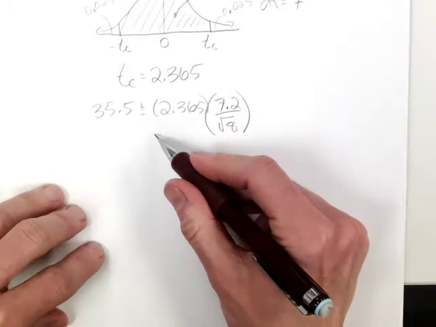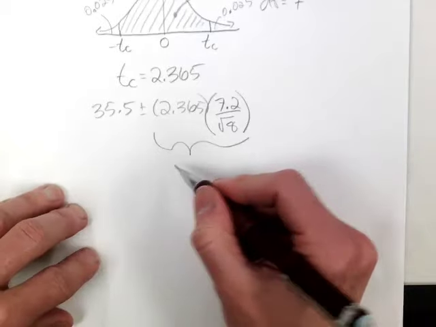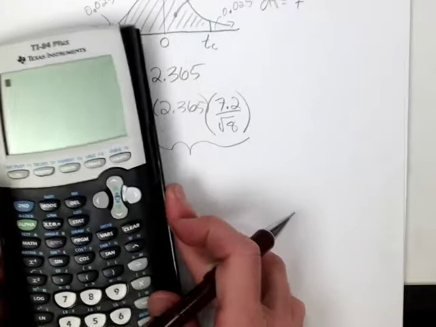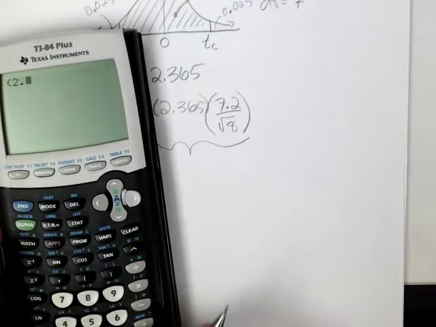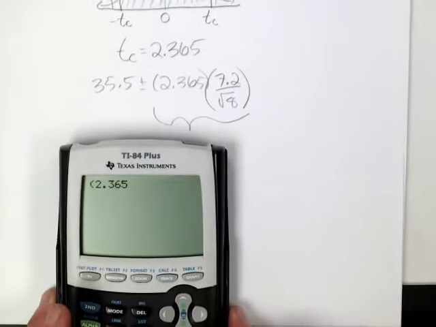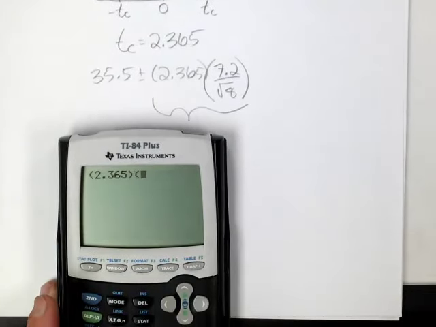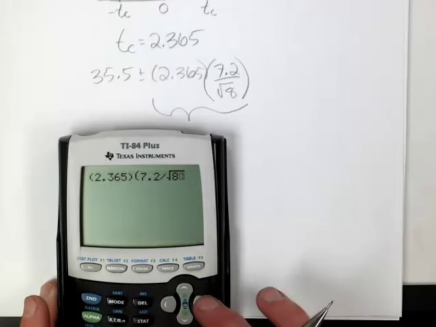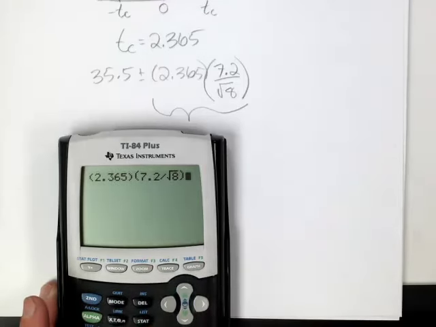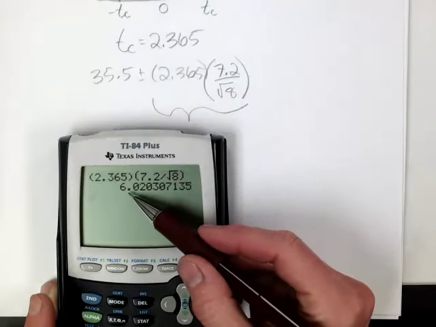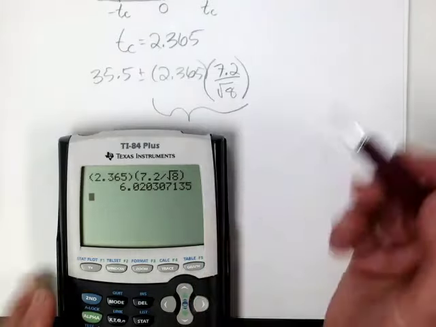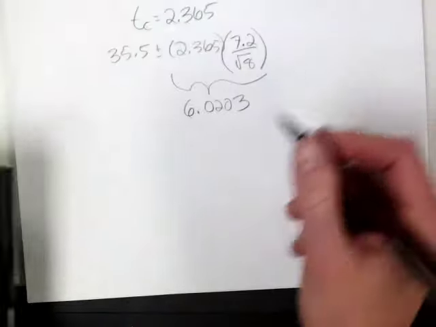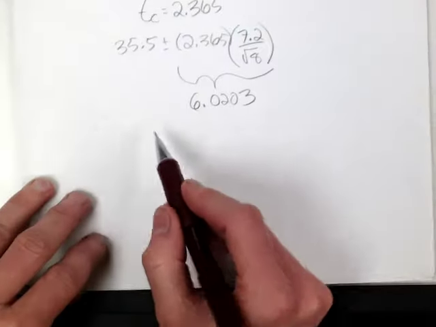Okay, so let's go ahead and find the margin of error part first. Okay, so I'm going to go ahead and put that in my calculator. Okay, I have 2.365 times 7.2 divided by the square root of 8. All right, so I get about 6.0203. So I can go ahead and add and subtract that from 35.5.